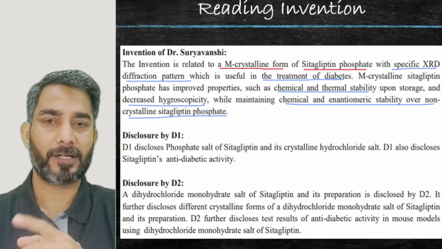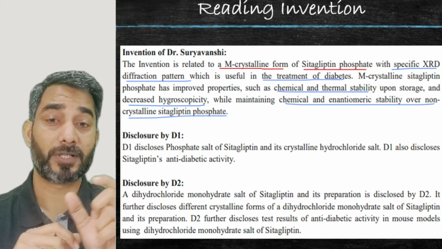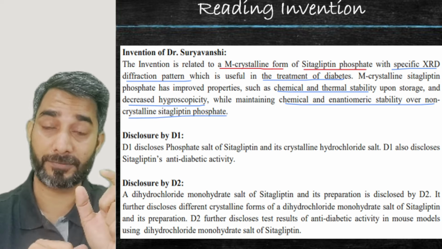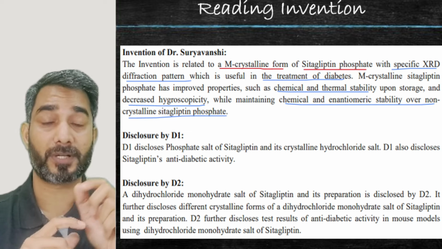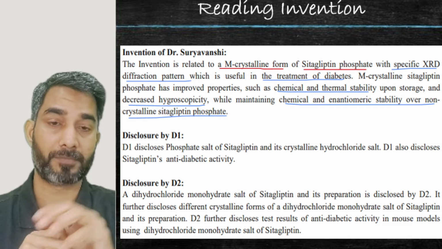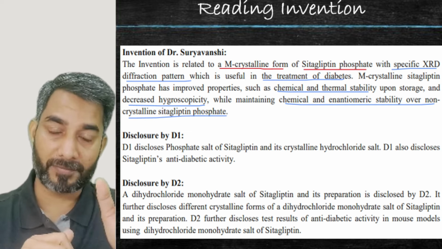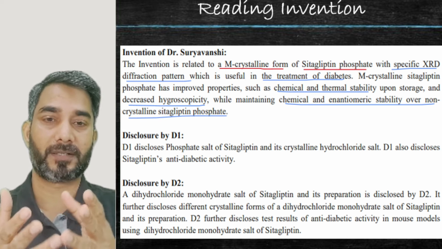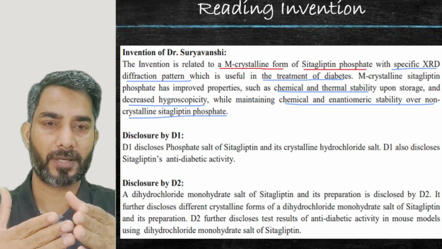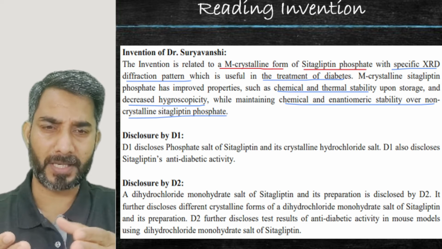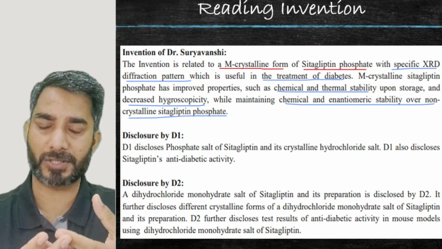And they again talk about improved properties, which is very useful when compared to Section 3(d). Section 3(d) looks for improvement, right? Therapeutic improvements. Now, therapeutic efficacies. Now, we need to see whether chemical, thermal, or storage or other sorts of stability can be considered as therapeutic efficacy or not.